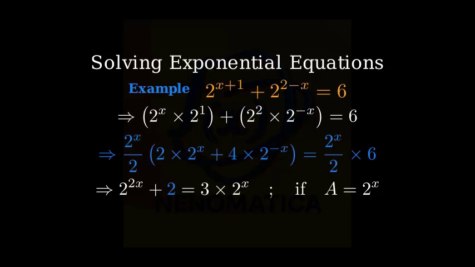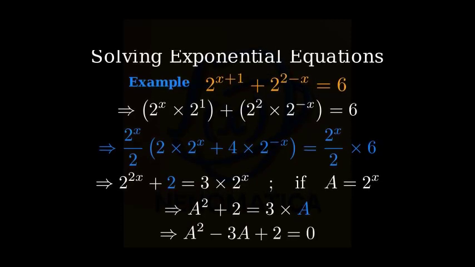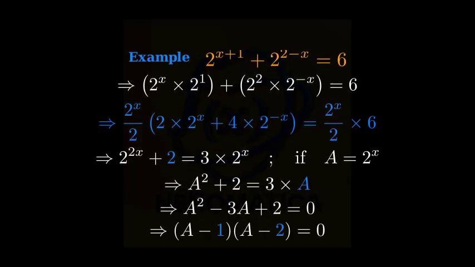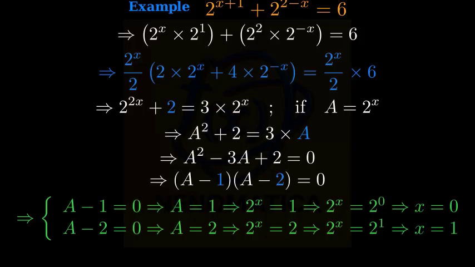To make this equation easier to work with, let's substitute a for 2 to the power of x. With our substitution, we can rewrite the equation as a squared plus 2 equals 3 times a. Rearranging to get a quadratic equation in standard form, we have a squared minus 3a plus 2 equals 0. We can factor this quadratic equation. A squared minus 3a plus 2 can be factored as a minus 1 times a minus 2 equals 0. Now, we can solve this equation by setting each factor equal to 0. Case 1, when a minus 1 equals 0, a equals 1.